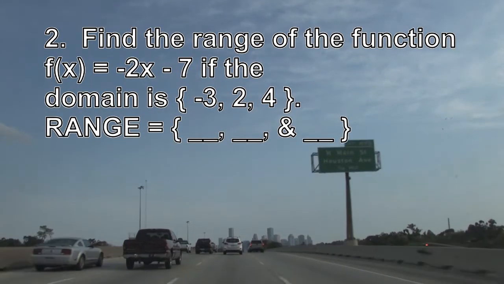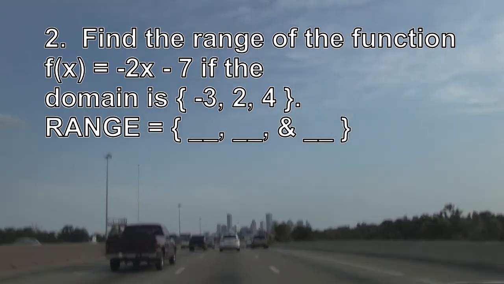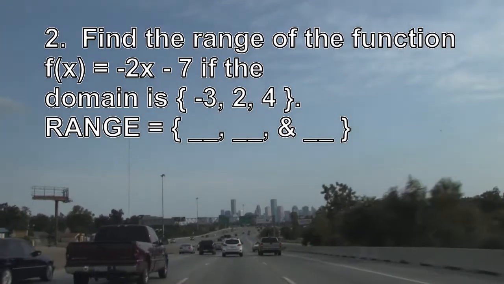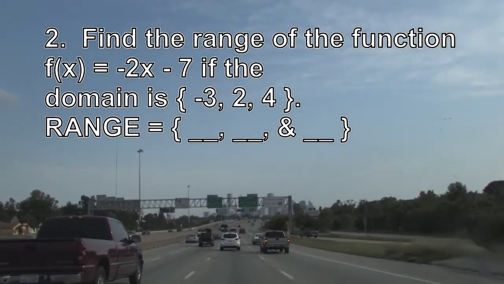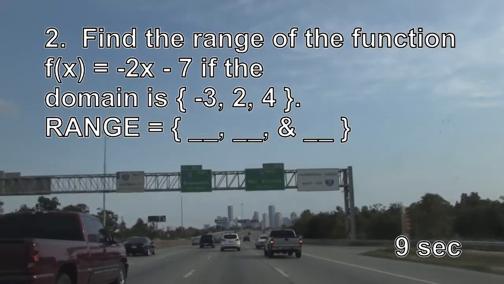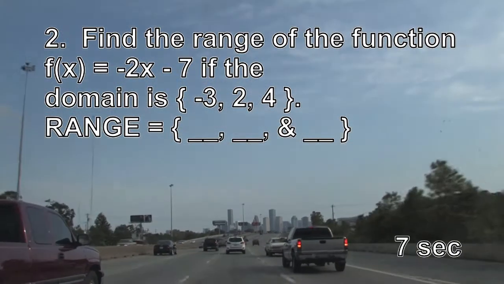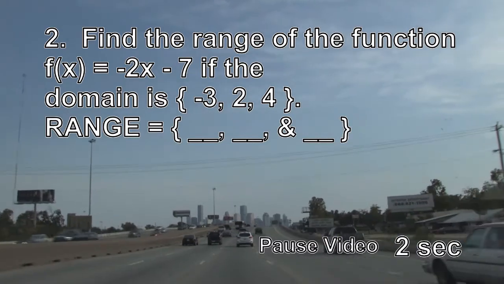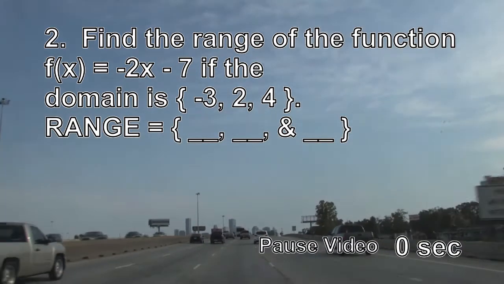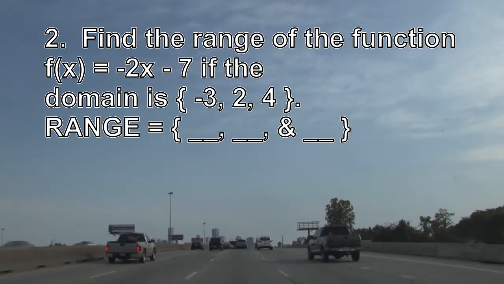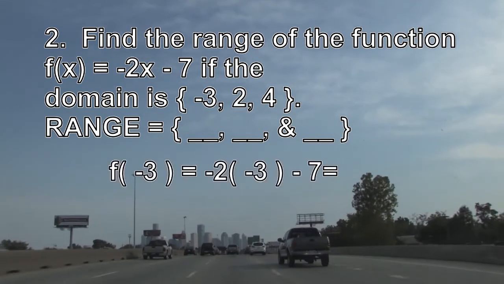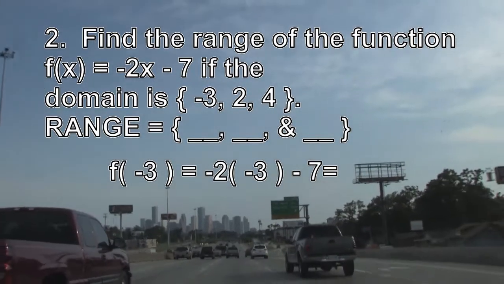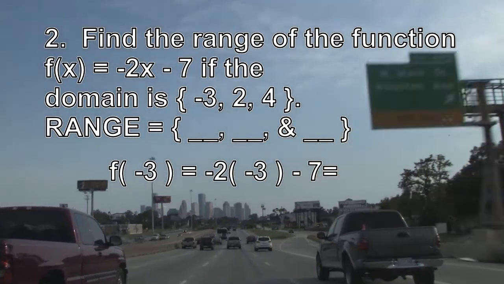Question number 2. Find the range of the function f of x equals negative 2x minus 7 if the domain is negative 3, 2, and 4. Let's start by finding the range if the domain is negative 3. Using your calculator, keystroke negative 2 parentheses negative 3 close parentheses minus 7.